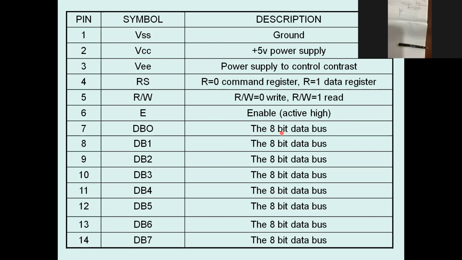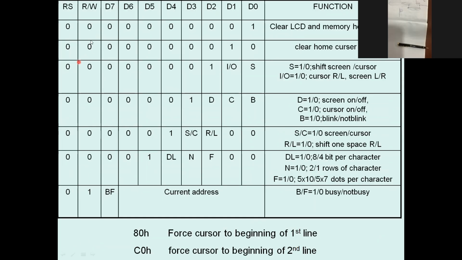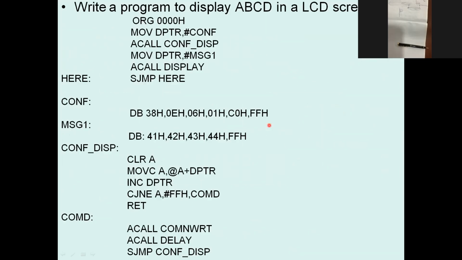Just see, these are the pins. This is the table for how to configure. Meaning clear, home, cursor. If D is equal to 1, meaning this bit is equal to 1, then screen on. If C is equal to 1, then cursor on, or if it's equal to 0, then it's off. Something like that, how to display over here. If I go into the program, then you will be able to understand. This program is long, but you will be able to understand.